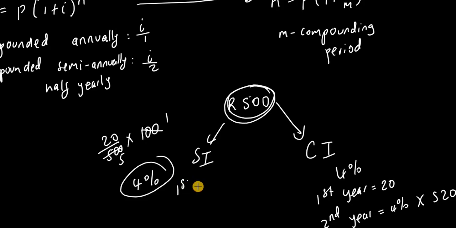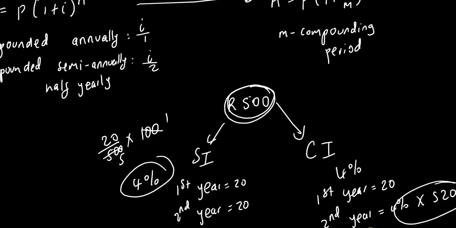Whereas for simple interest, remember the first year you got 20 rands, right? Which means you had 520. But in the second year, you are still going to get 20 rands because they simply say 4% of the initial 500. You understand? There is no change. But for compound interest, each year your interest is accumulating based on the balance of the previous year. Okay, so I hope that is clear.